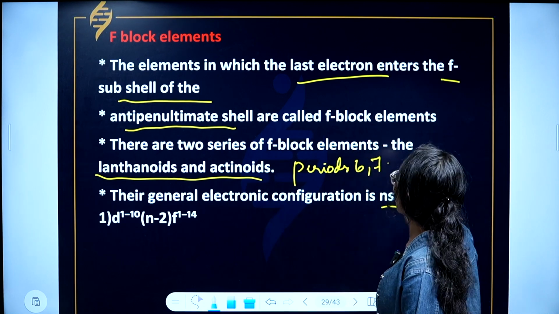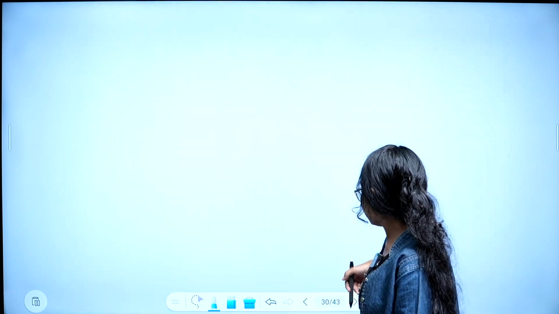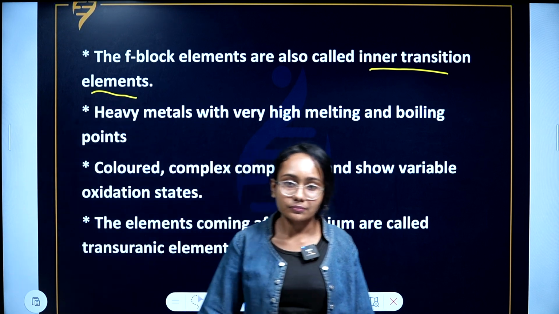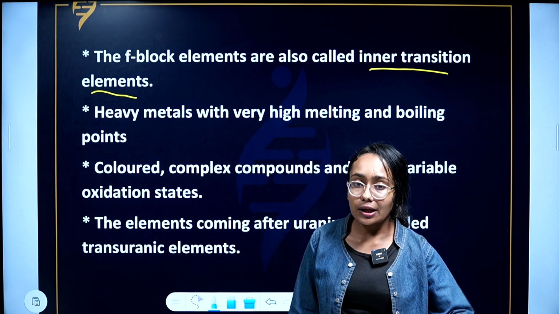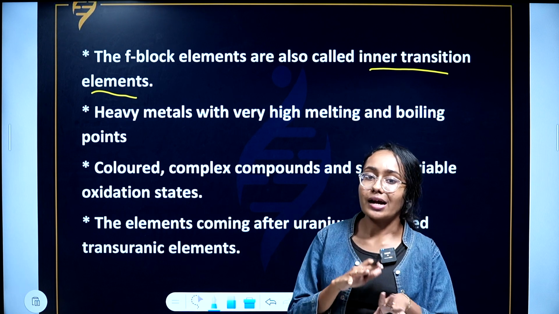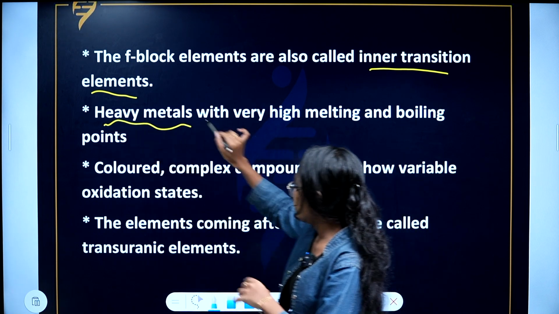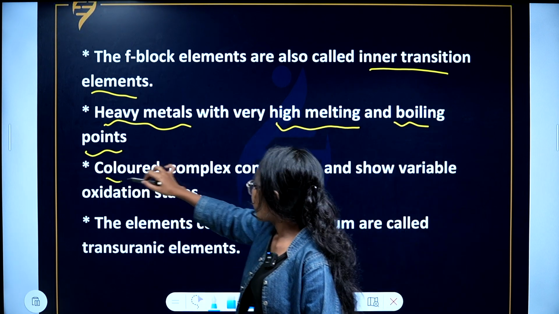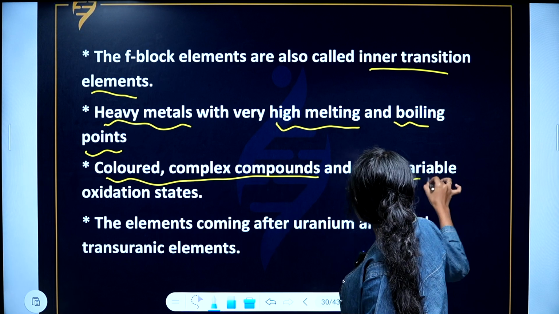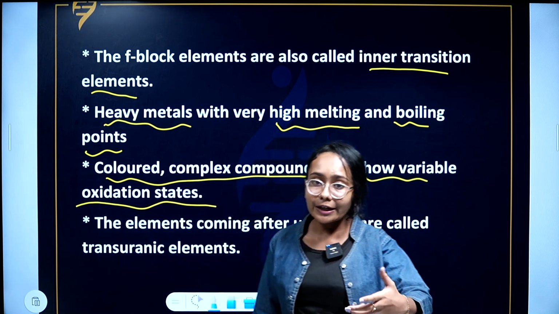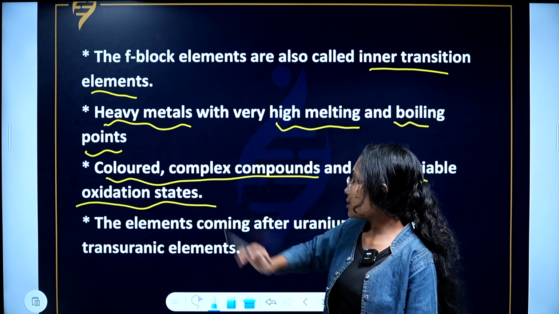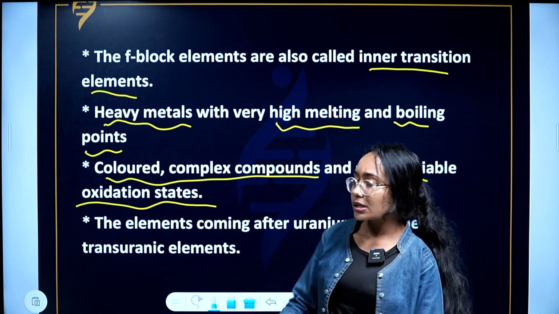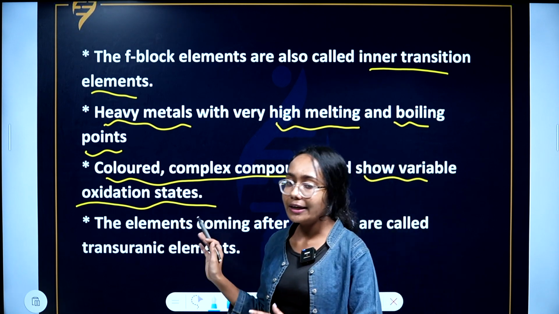The general outer electronic configuration is given here. The f block elements are also known as inner transition elements. D block elements are known as transition elements and f block elements are known as inner transition elements. They form heavy metals. They have high melting and boiling points. They form colored and complex compounds. They also show variable oxidation states. So there are many similarities between d and f block elements.